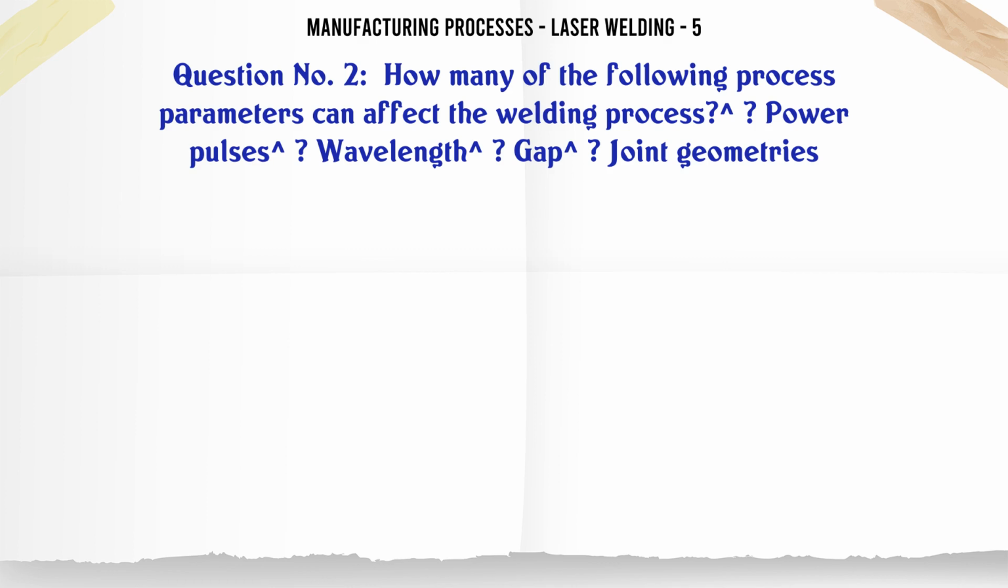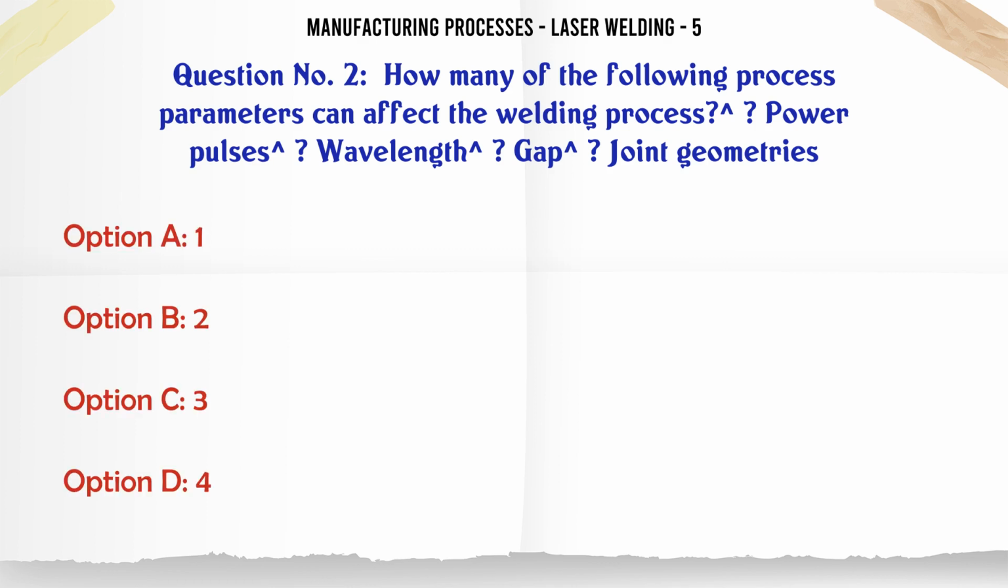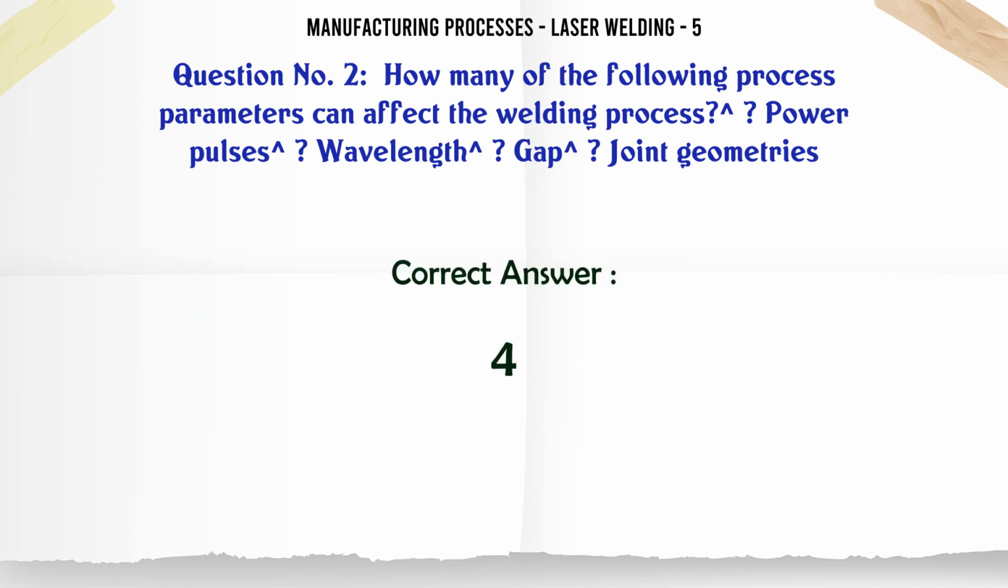How many of the following process parameters can affect the welding process? Power, pulses, wavelength, gap, joint geometries. A. 1, B. 2, C. 3, D. 4. The correct answer is 4.